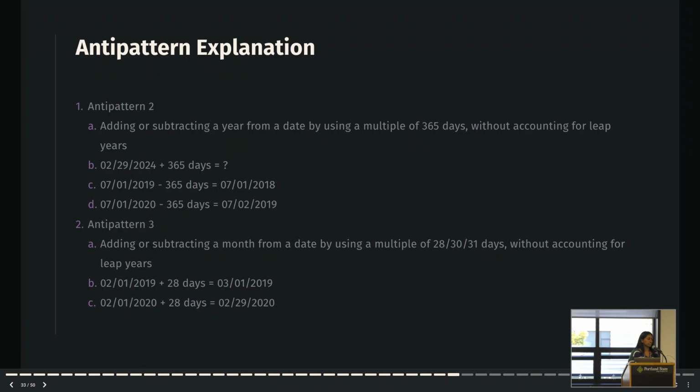Anti-pattern 3 occurs in a similar manner when a developer wants to add or subtract some number of months, but does so using 28, 30, or 31 days. By not considering a leap year, they may be adding 28 days when in reality they mean to add 29. Similar examples, adding 28 days to February 1st, 2019 does give the correct date of March 1st, 2019, but adding 28 days to February 1st, 2020 gives February 29th, 2020, instead of the March 1st date that was realistically expected.